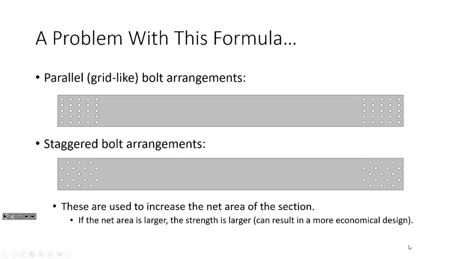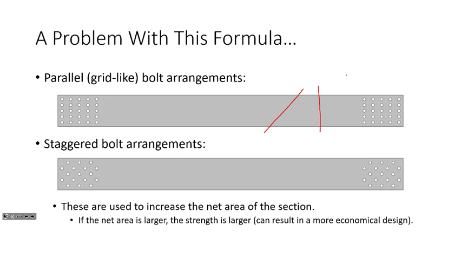Now, the first question to ask is, why in the heck would you do that? Why would you make your bolt pattern weird? Why not keep it simple? Why not keep it grid-like? The simplest answer is it increases the net area, right? So, for example, if I'm trying to samurai sword or lightsaber through this section, which has a bigger area, that line or that line?